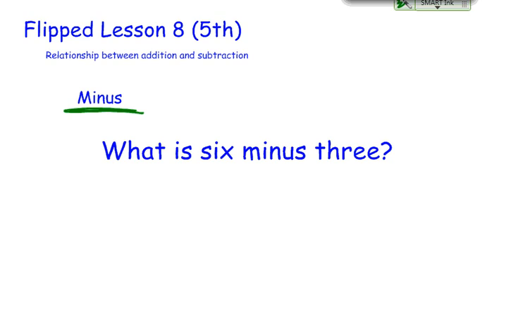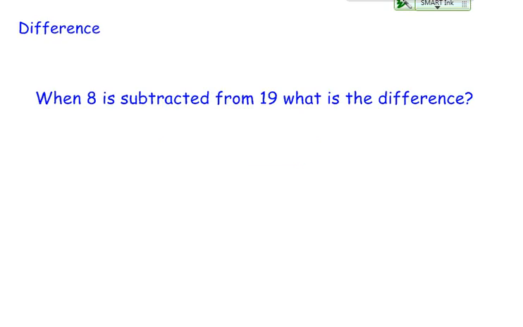So when we see a sentence like this, what is 6 minus 3, we can say, okay, this minus right here means subtract. I'm going to take the larger number, which is 6, minus the smaller number, which is 3. And 6 minus 3 gives us an answer of 3. So what is 6 minus 3? That is 3. Not a difficult problem, but we want to understand the terminology.